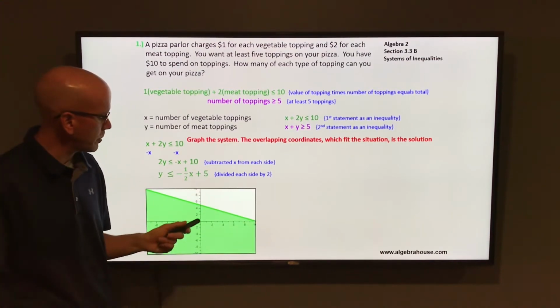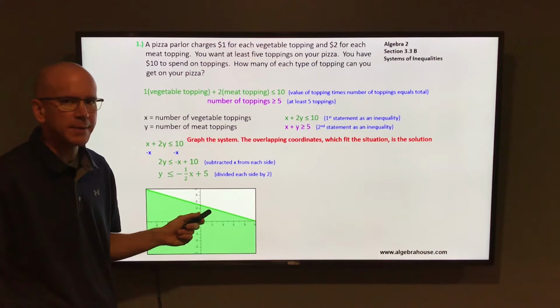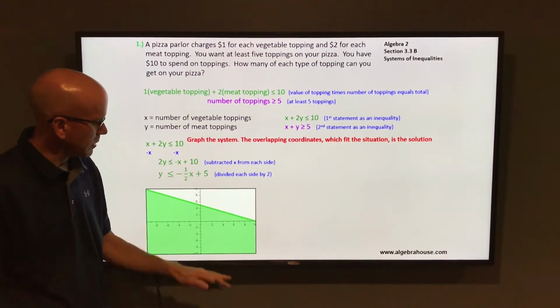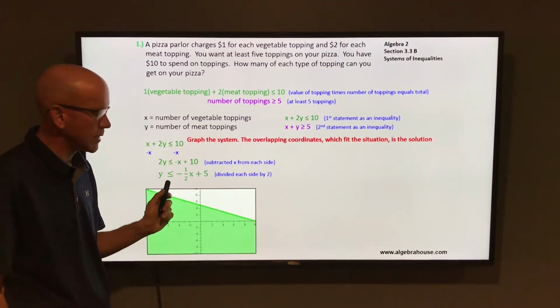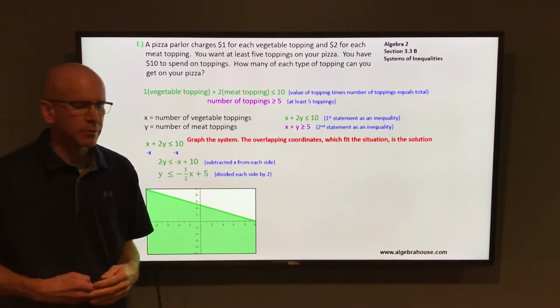To graph that, put a point at 5 on the y-axis. Then from there, the slope is negative 1/2. Go down 1 to the right 2, put another point, and draw a solid line through those 2 points. And then everything below that is shaded because you have the less than sign. So solid line because you have less than or equal to sign, shaded below because of that less than or equal to sign.